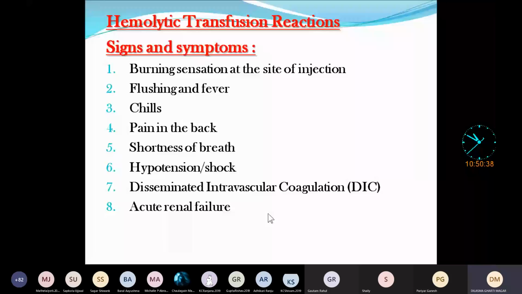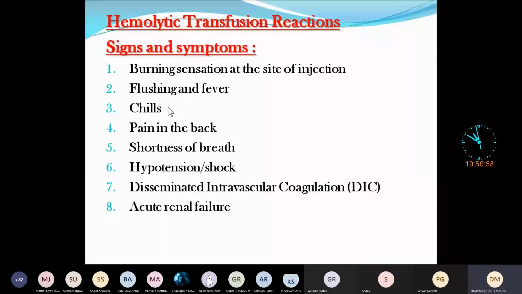So when we see all signs and symptoms like this, suppose blood is being given and the patient is telling, I'm having back pain, or I'm having shortness of breath, or I'm having this burning sensation at the site of the transfusion, the needle pricked area. So we'll stop the transfusion immediately. Understood here?